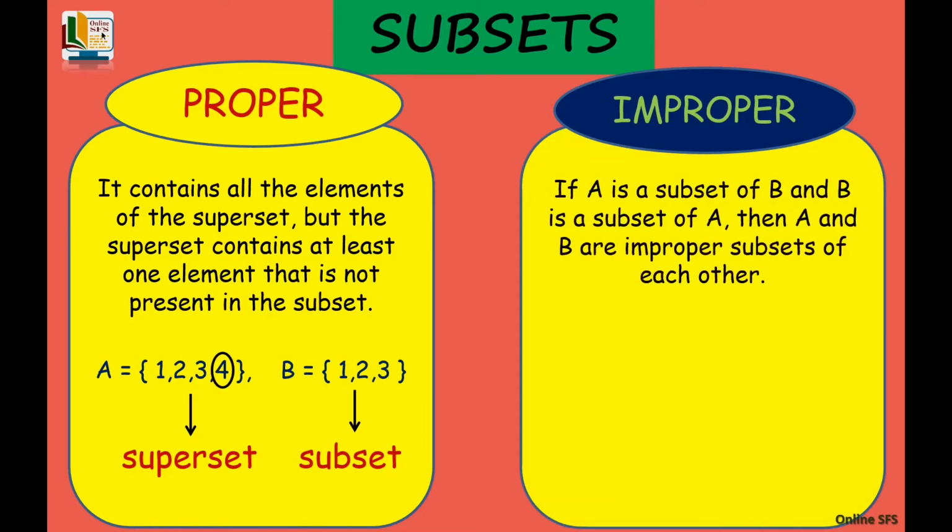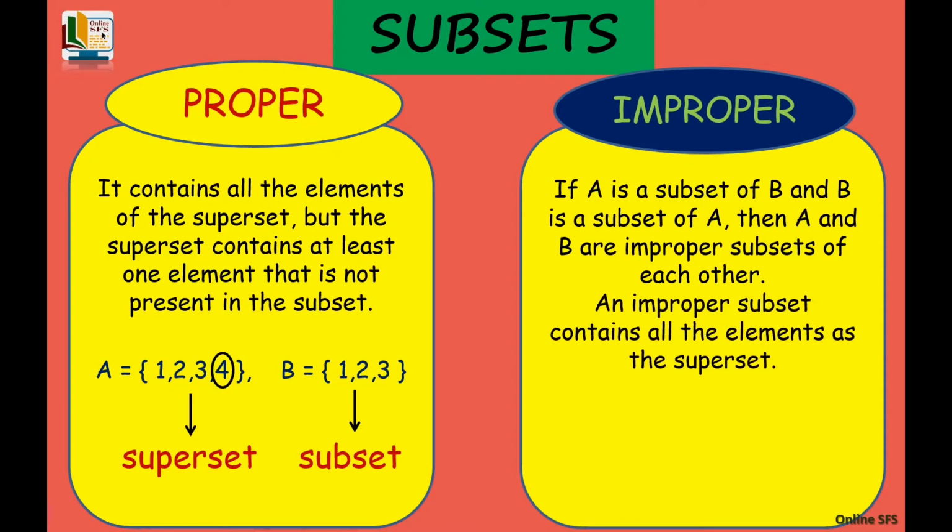On the other hand, if A is a subset of B and B is a subset of A, then A and B are improper subsets of each other. Meaning, an improper subset will have all the elements as the superset. For example, A equals {1, 2, 3} and B also equals {1, 2, 3}. Then A and B both will be subsets of each other, and hence this type of a subset will be called as an improper subset.